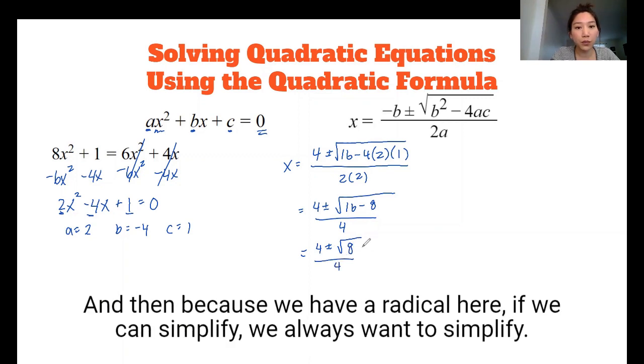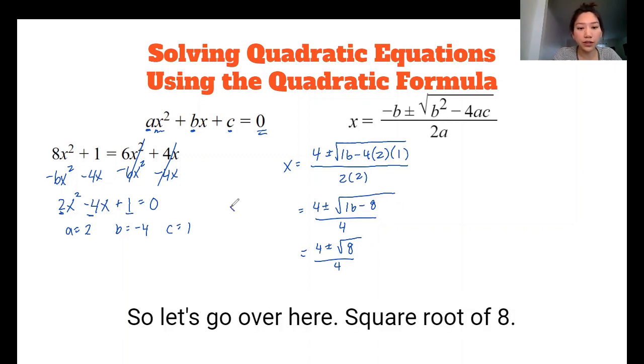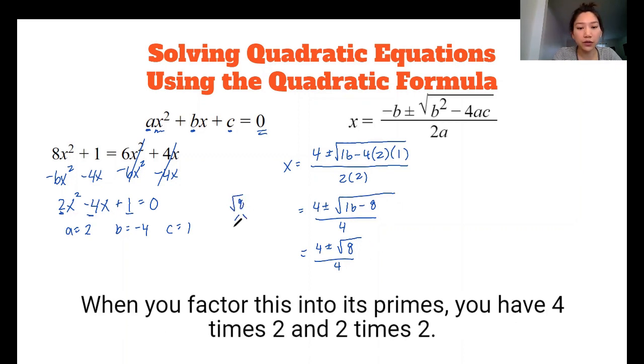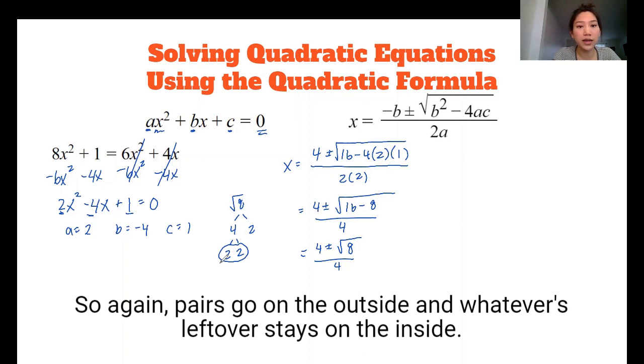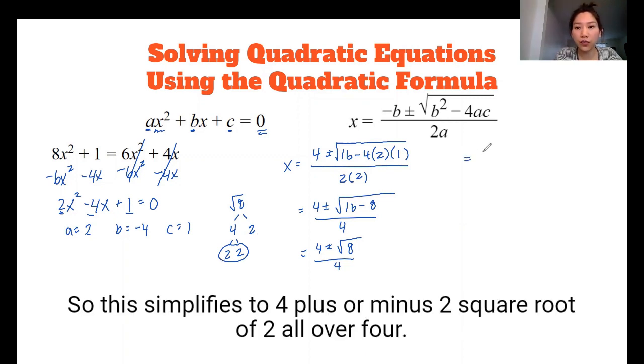And then because we have a radical here, if we can simplify, we always want to simplify. So let's put over here, square root of 8. When you factor this into its primes, you have 4 times 2 and 2 times 2. So again, pairs go on the outside and whatever's left over stays on the inside. So this simplifies to 4 plus or minus 2 square root of 2 all over 4.